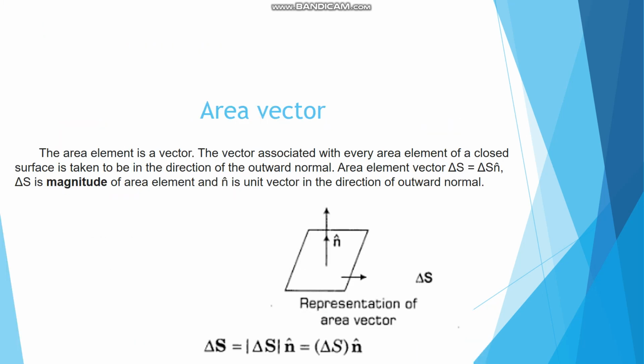See, area vector. The area of a surface is a vector quantity which has magnitude as well as direction. The surface under consideration may be plane or curved. If the surface is a plane surface, then the area vector is represented by delta S vector, and the length of vector delta S shows its magnitude. It is always directed normally outward to the surface.